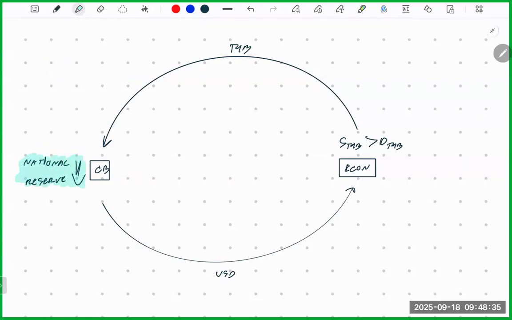Thai baht flows back to central bank, right? So it means that the amount of money in the economy is going to be lower. Nominal money supply becomes lower.